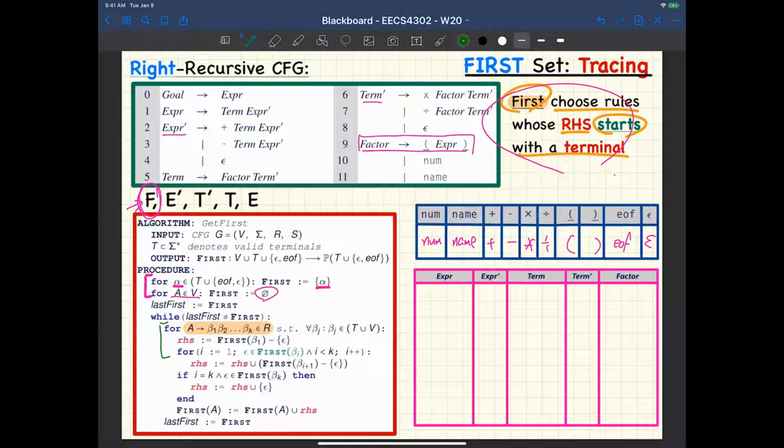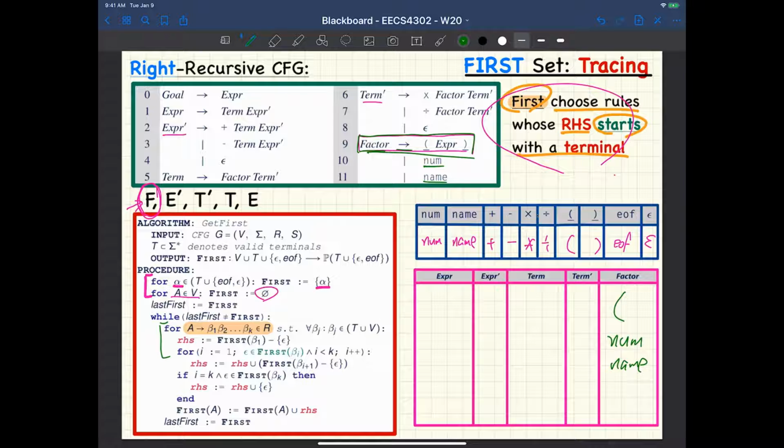So now you should be convinced that for this particular production rule, the first symbol for factor will be left parenthesis, right? If we apply this one here, factor produces num, what would that be? Num is also a symbol, right? And also name. Okay, we're done with the first one. Any question?